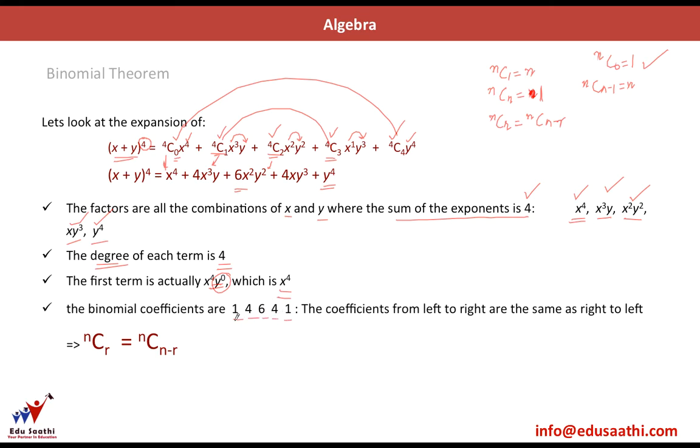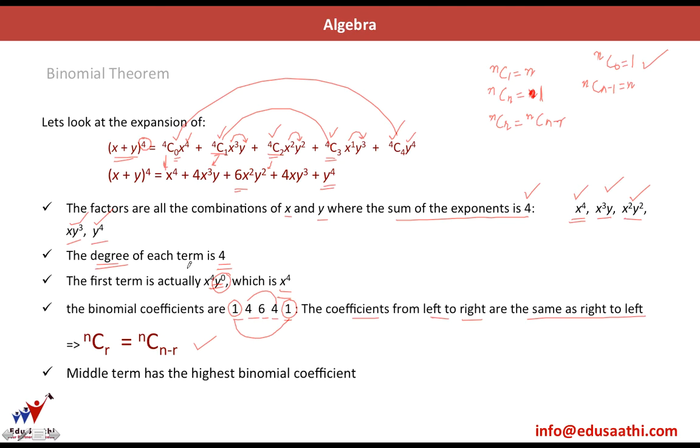If you notice, there is a symmetry. First and the last are the same, second and the second last are the same. So the coefficients from left to right are the same as from right to left. So the value of nCr is equal to nC(n minus r). The coefficients which are equidistant from the front and the back are equal in magnitude.